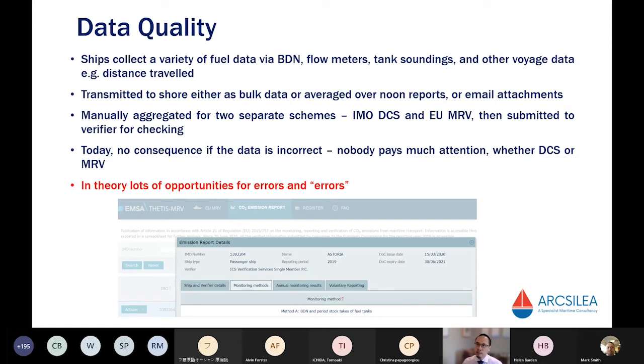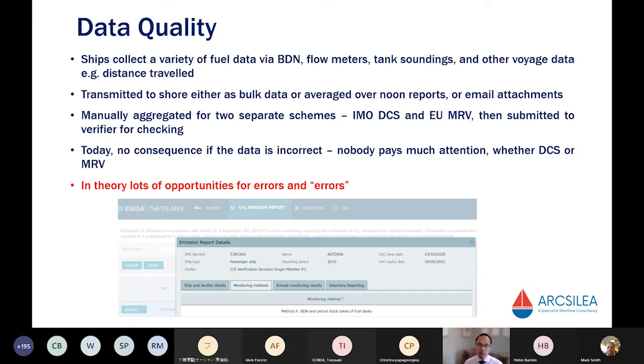Now, there's a lot of manual input, manual collection, manual aggregation, and then there's further confusion between the two schemes, even sometimes at the verifier level. This is not intentional, just a consequence of the way some of these systems are set up. And today, there's no consequence if the data you submit isn't correct. Nobody pays much attention, because it doesn't matter if the data is right or wrong. It's just some data in a database somewhere, and it has no impact on your shipping operations.